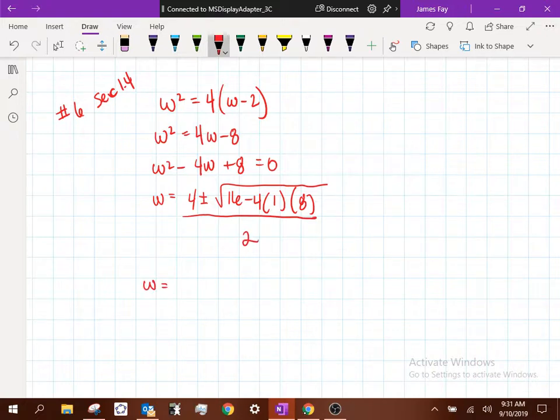And then that's going to give me 4 plus or minus. Now, in here, I get 16 minus 32. So it'd be a negative 16 there over 2. And that's going to be 4 plus or minus 4i over 2. So the negative 16 here. If you got whole numbers, you probably had a positive 16, correct? Yeah, I did. Okay, all right.